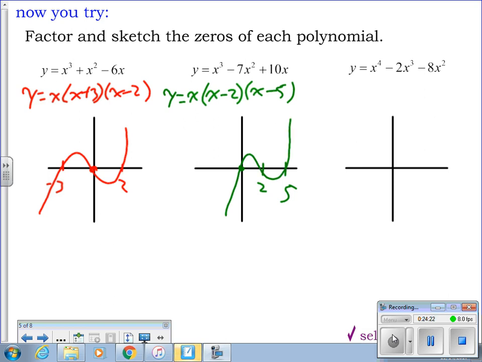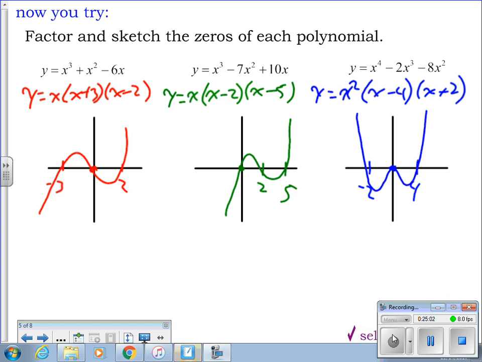And then the last one, y equals x squared. Pull out the x squared, and then I get x minus 4, x plus 2. So my zeros are negative 2, 0, and 4. And 0 is a double root. I have 4 zeros. Because it's x squared, 0 is my double root. Now, it's a positive x to the 4th, so it's going to come down and go through, come up and touch, go down and go up and touch.